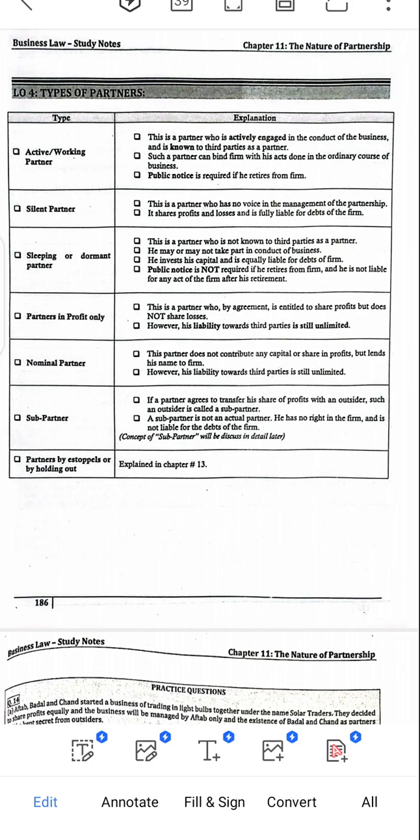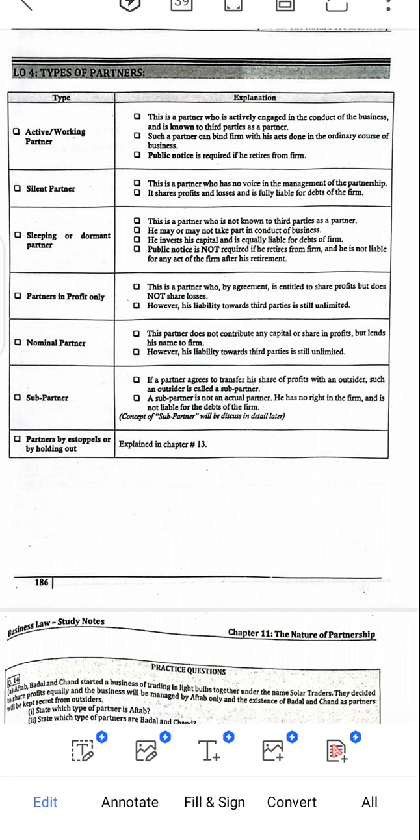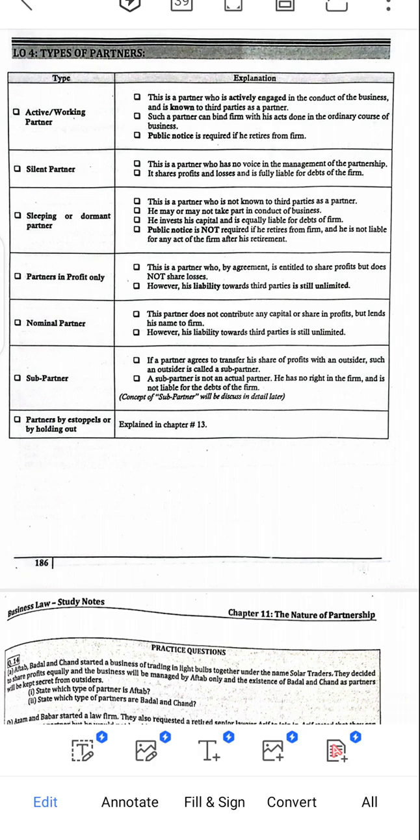Then we have the partner in the profits only. This is a partner who by agreement is entitled to share profit but does not share losses. So he will be a partner only in the profits, not in the losses. However, his liability to a third party is still unlimited. So as the other partners have unlimited liability, his liability will also be unlimited. Then we have the nominal partner. This is the partner who does not contribute any capital or share in profit but lends his name to the firm. However, his liability to a third party is still unlimited.